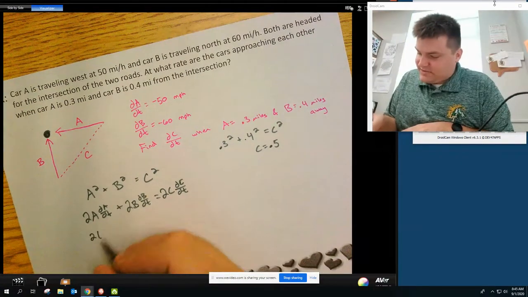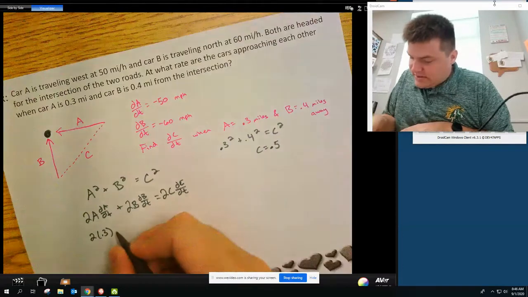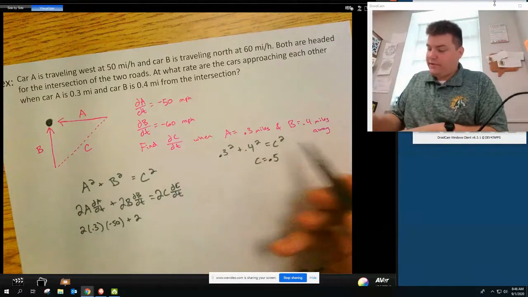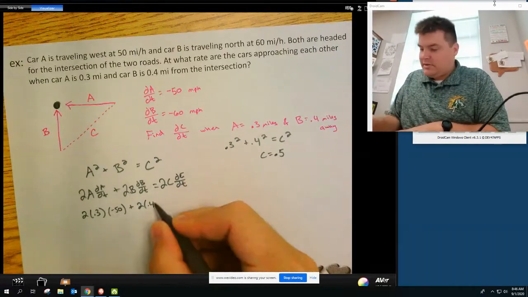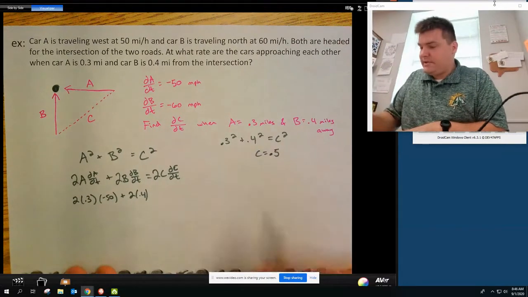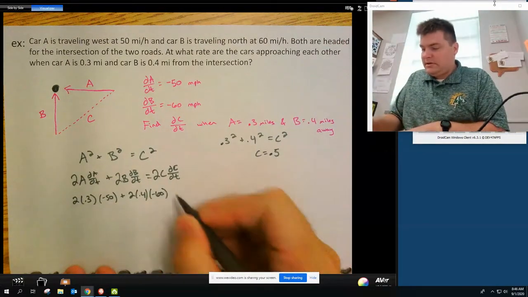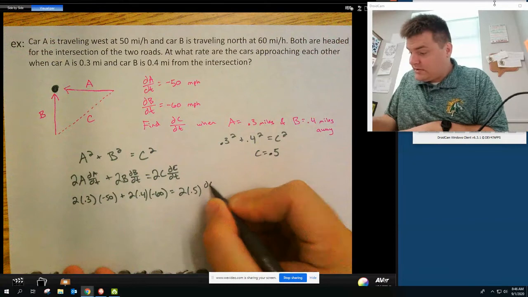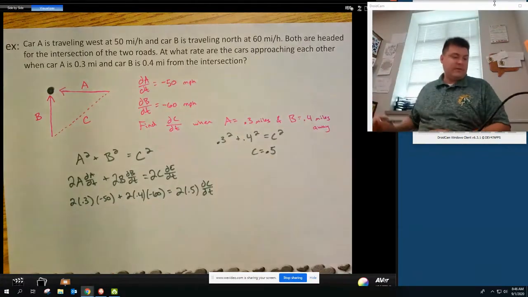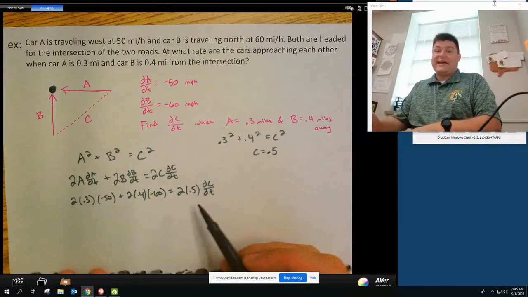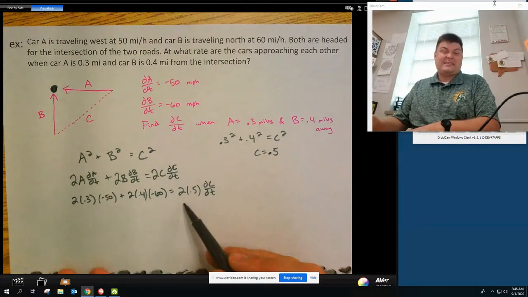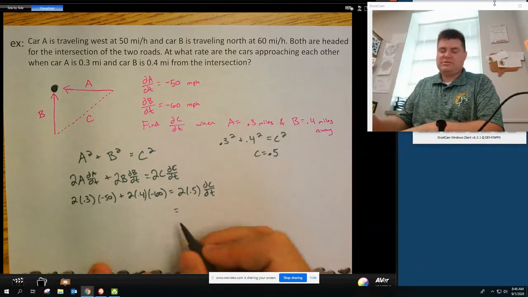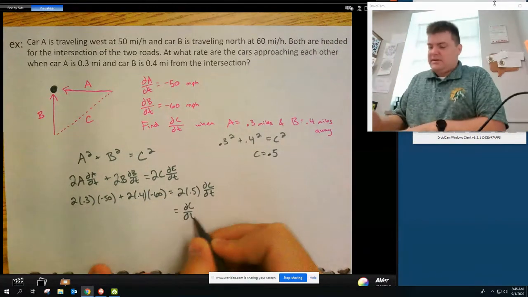So I'm going to get 2 times a, which is 0.3, times dA/dt, negative 50, plus 2b, which is 0.4, and dB/dt is negative 60, equals 2c, which I just found, 0.5, and I do not know dC/dt. So I kept the 2's in here. I kind of cheated a little bit. I knew this was going to be a fantastic number, so I didn't worry about getting rid of the 2's, because what is 2 times 0.5? Just 1, so I just get dC/dt, which makes my life a lot easier.